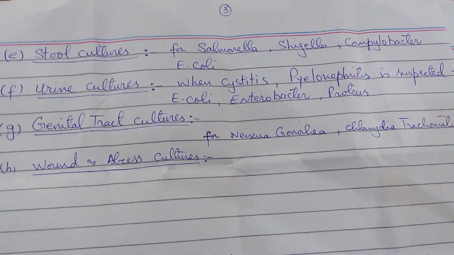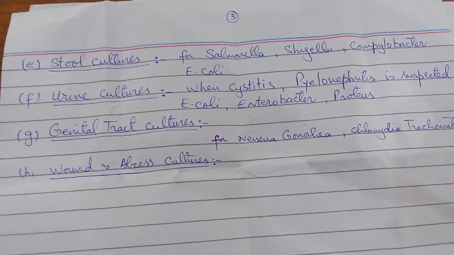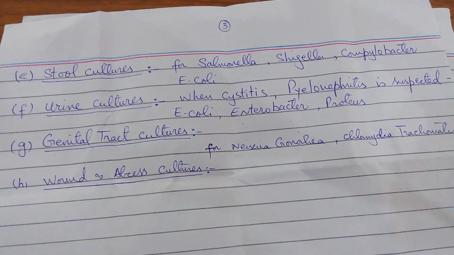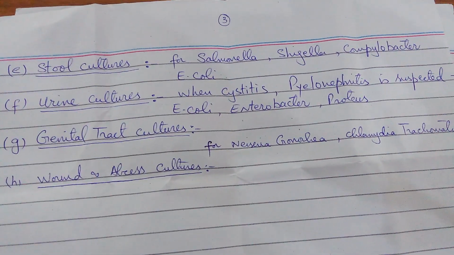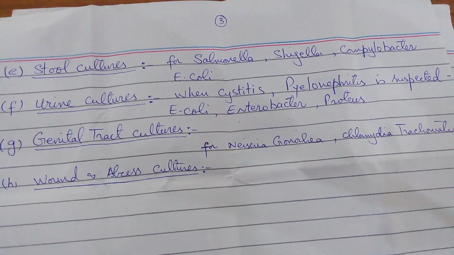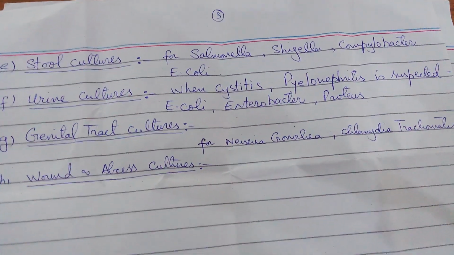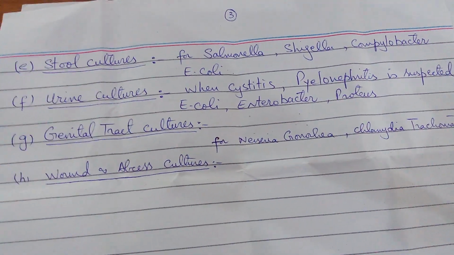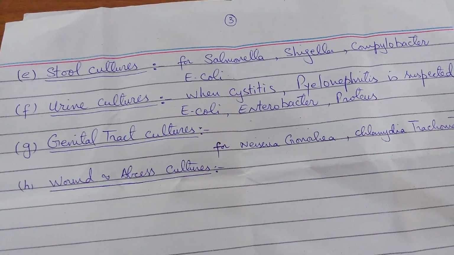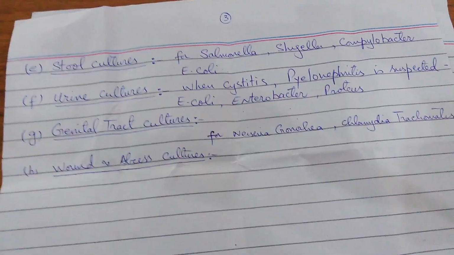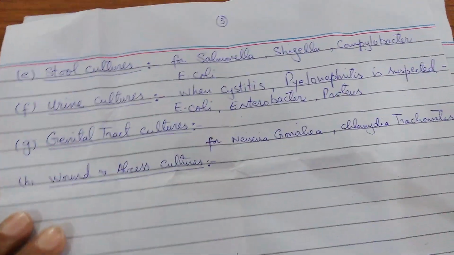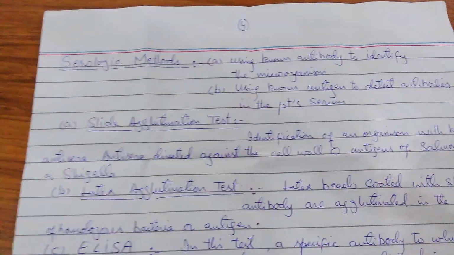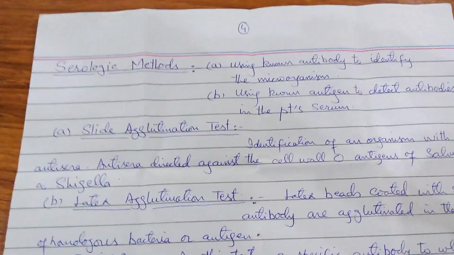Enterobacter and Proteus. Students, next we have genital tract culture. Culture of genital tract secretions helps us to diagnose infections from Neisseria gonorrhoeae, Chlamydia trachomatis bacteria. Next we have wound and abscess cultures. Students, culture of pus or secretions from the wound may isolate microorganisms.